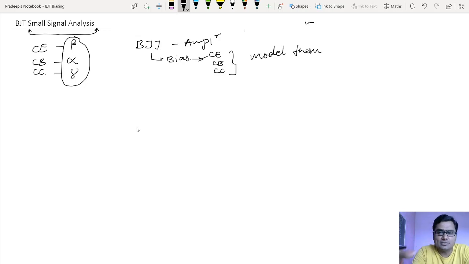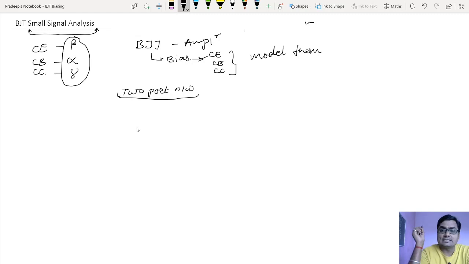For modeling of the BJT, we will use a two-port network. The two-port network theory is well known to everyone. That will be the base for our analysis, and that was the base for having those configurations also. You remember, the transistor has only 3 terminals, but a two-port network requires 4 terminals. Look at this, this is a basic two-port network.